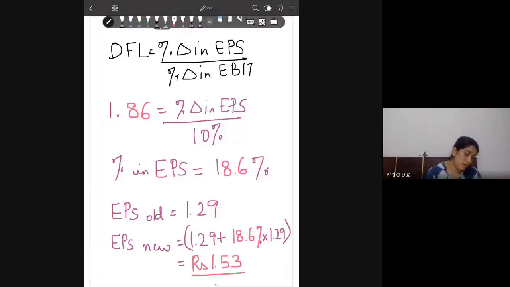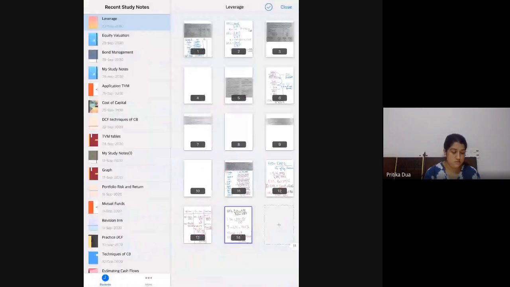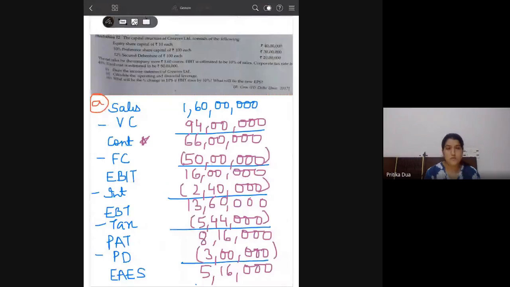I will move back to the last page. This one, okay, so your financial leverage was 1.86, and when you add a 18.6% increase, you get your new EPS as 1.53. Now, this is one way of solving.